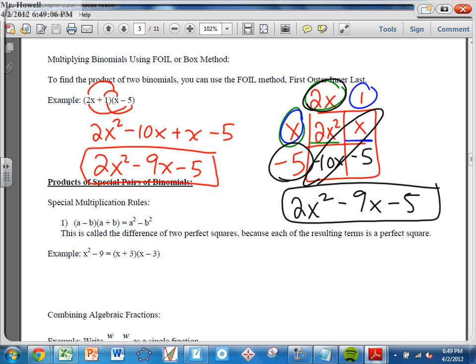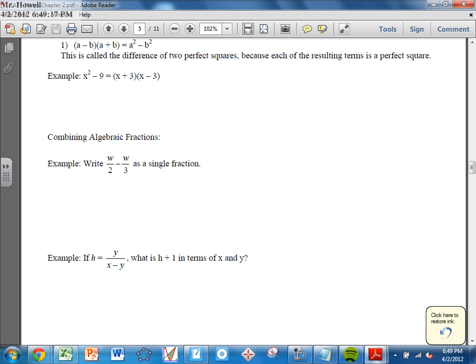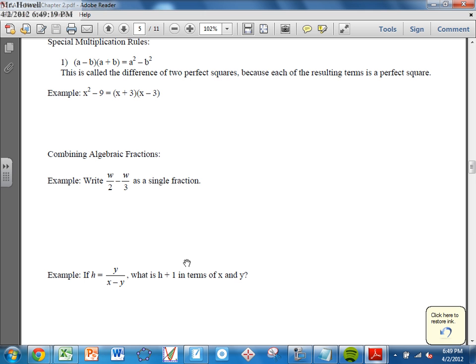Exact same answer as we had before. Okay? Either way, either or. Pick to choose which one you would like to do. Some quick rules. Difference of two squares. Please make sure you memorize these.